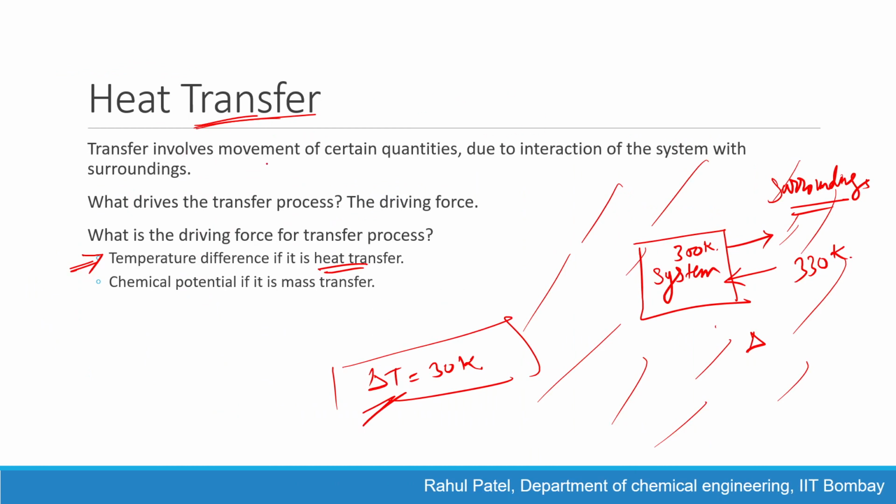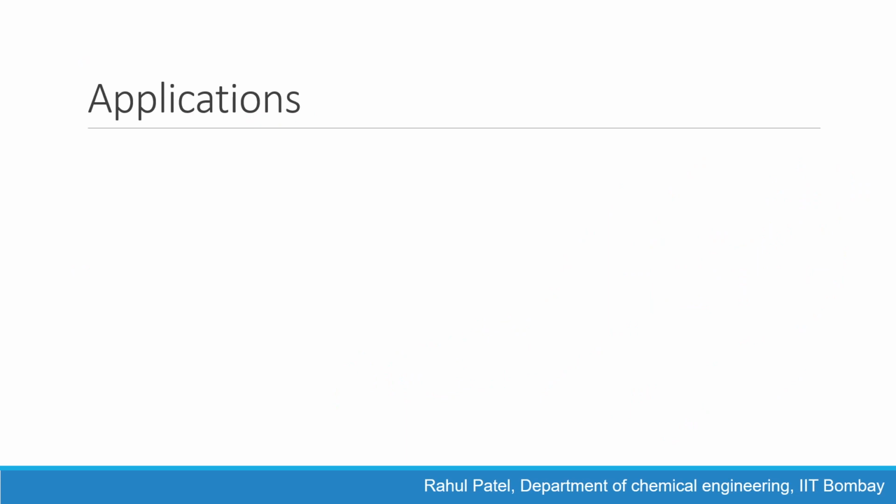So this transfer involves movement of certain quantities due to interaction of system with the surrounding. So whenever any kind of transfer is occurring, there is a driving force responsible for that. So if the driving force due to which this transfer of any quantity is occurring is the temperature difference, then we call it heat transfer. Similarly, if the driving force is chemical potential, then we call it mass transfer. So in heat transfer, we will be concerned with the transfer processes or the exchange that occurs due to the temperature difference between system and surrounding, or two systems that we can say.